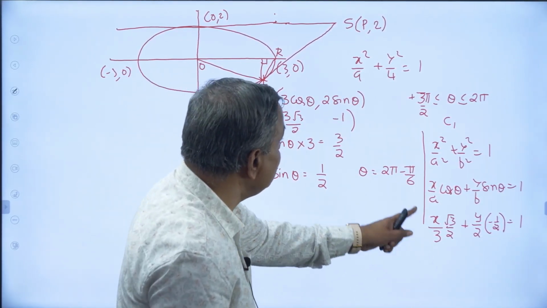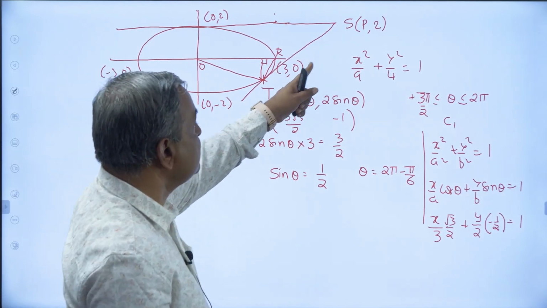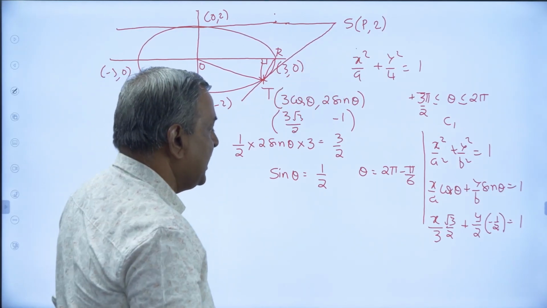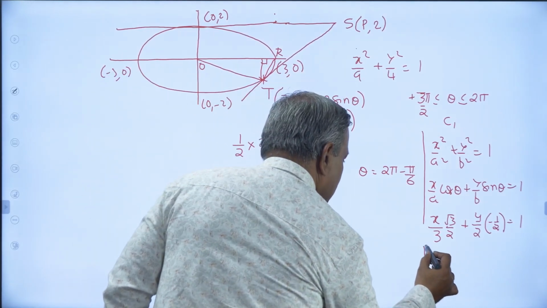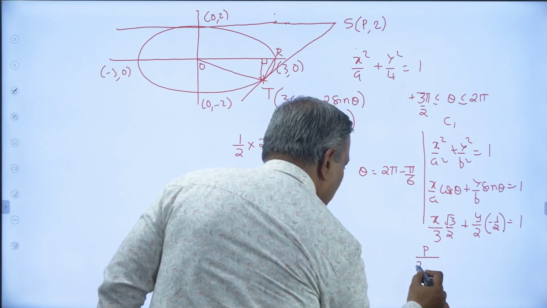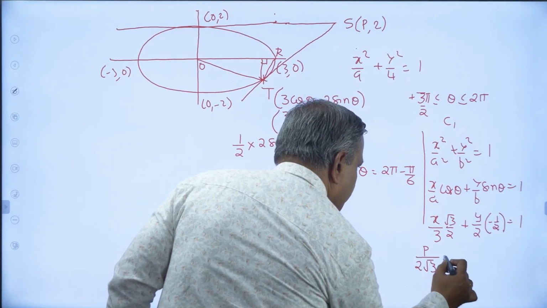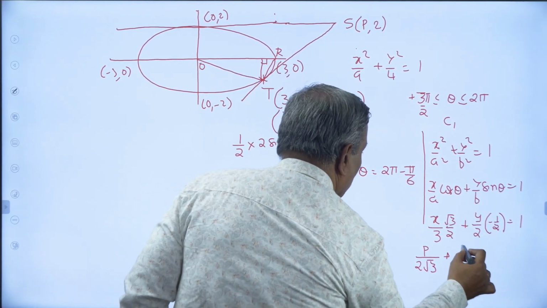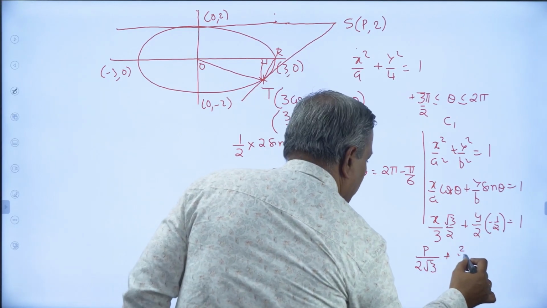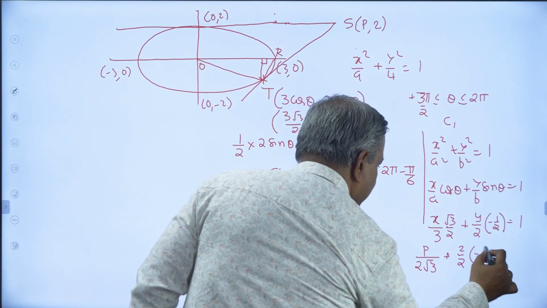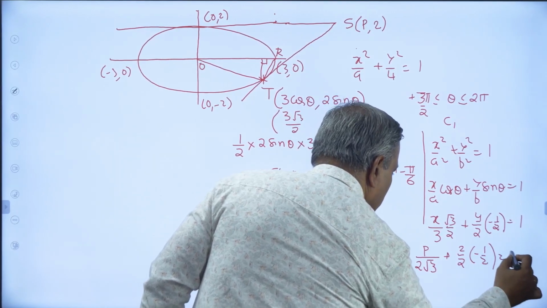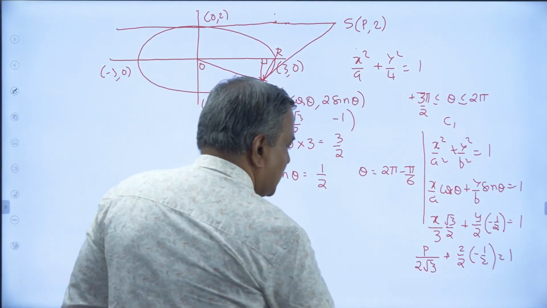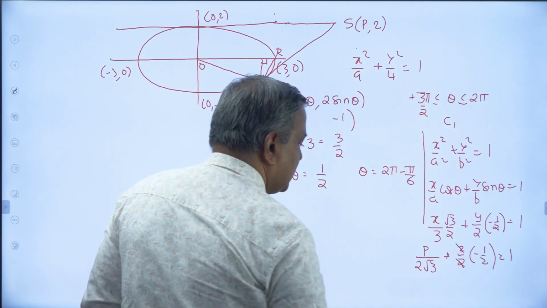The same tangent is passing through S, so the x value is P. P by 2 root 3 plus, what is y? The y value is 2, so 2 by 2 times minus 1 by 2 is equal to 1. So obviously 2 and 2 will cancel.